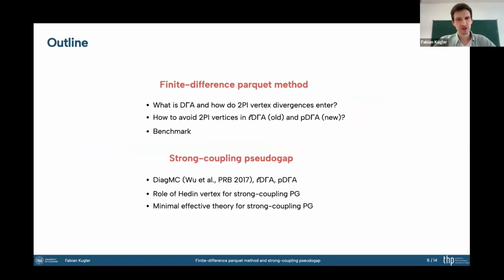I will first explain the method, what is D gamma A, and how 2PI vertex divergences enter. And then I will explain how we can avoid them, in ladder D gamma A, which has been known, and parquet D gamma A, which is new. And I will close this part with a benchmark. And then I will talk about the pseudogap application using results from these three methods. I will discuss the Hedin vertex and arrive at this minimal description I've just mentioned.